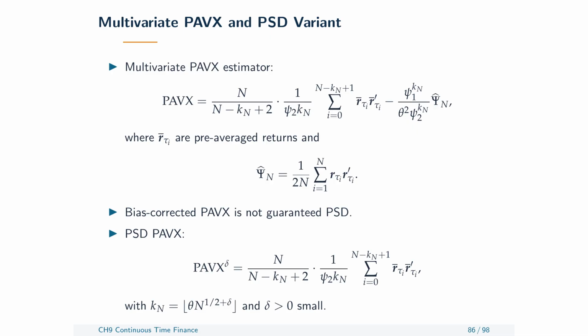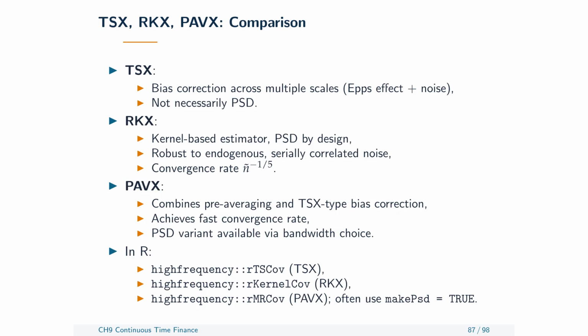Let me leave you with one practical habit. Whenever software projects a covariance estimate back onto a valid one, measure how large that adjustment was and report it. A tiny correction is reassuring. A large one is a warning that your synchronization, your noise, or your tuning is unstable, and it should make you distrust the matrix before you ever feed it into a risk calculation or an optimizer.